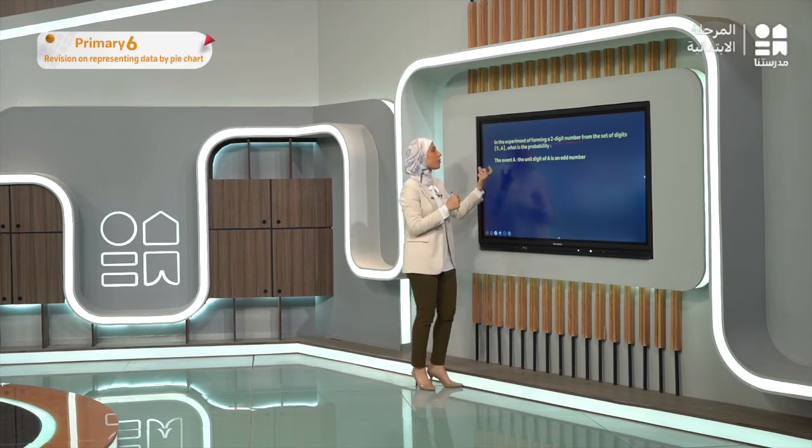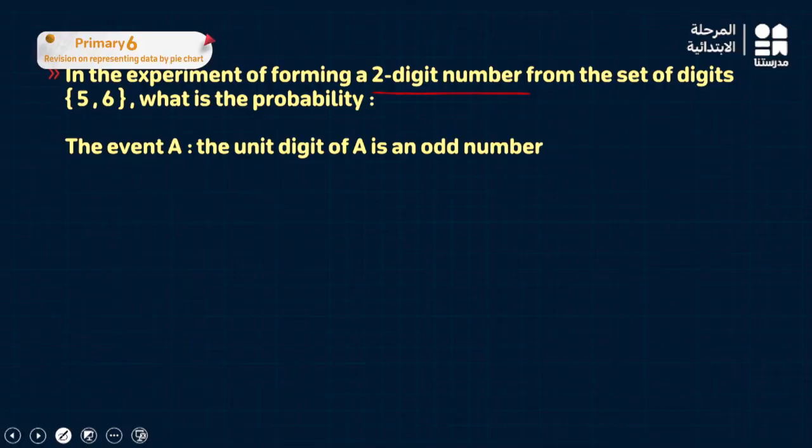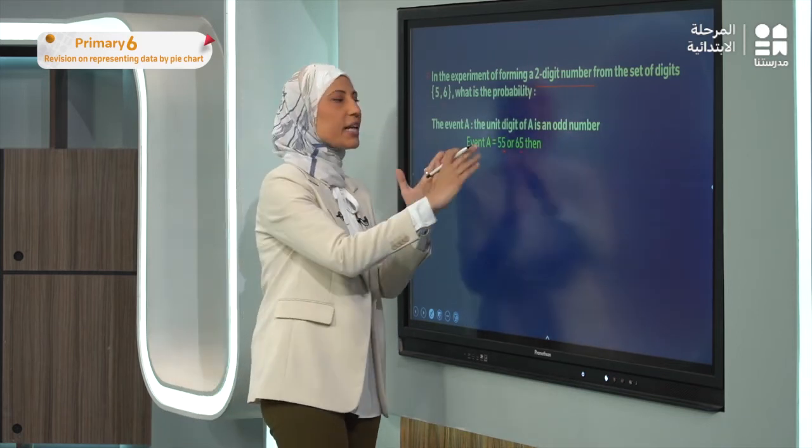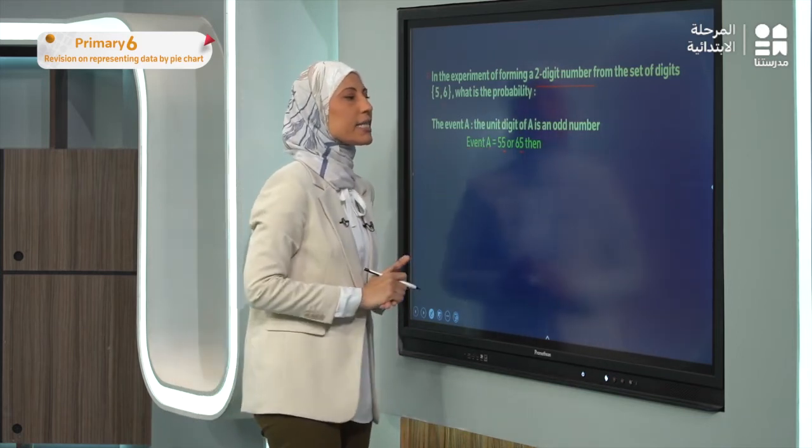طيب هنا I can make it 55 or 65. ليه؟ لأن كده هتبقى الونز اللي هي 5. I cannot write 6 in the unit بتاعتي. ليه؟ لأن 6 even, so I cannot write 56 or 66. So it will be 55 or 65. طيب يبقى هي دي الايفنت بتاعتي. الايفنت بتاعتي can be 55 or 65.